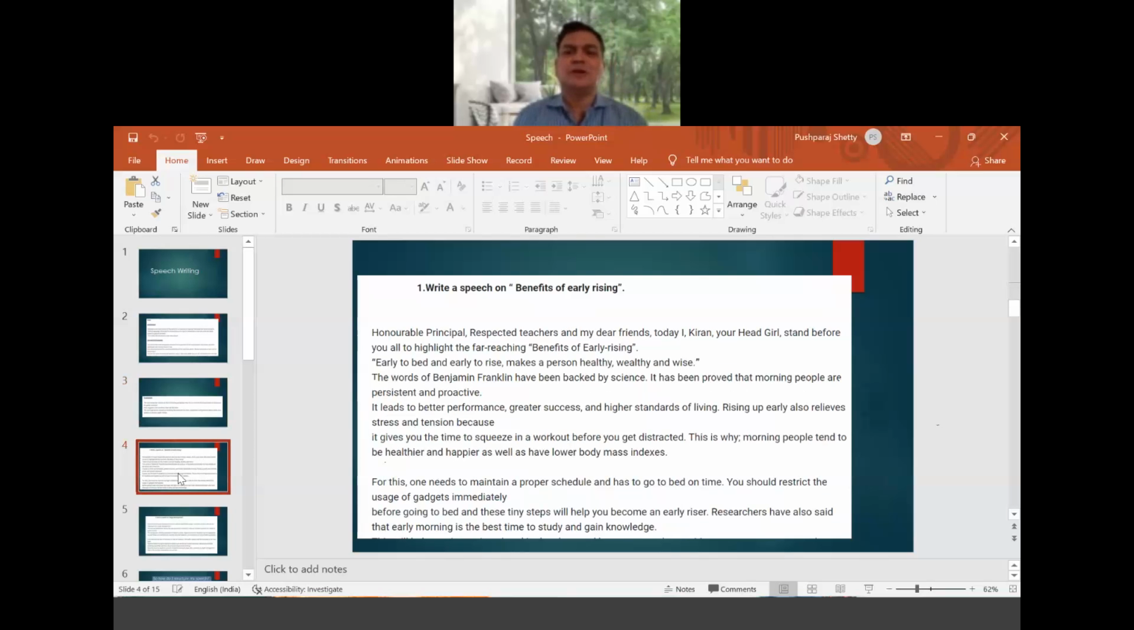Write a speech on benefits of early rising. So some examples we'll take up here, how you can write the speech here. And what is the topic? So on the top, when you're drafting the speech, just write the heading. And what is the heading? Benefits of early rising. So the topic can be very simple, but how you write that is very important.